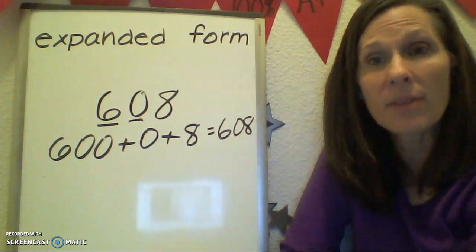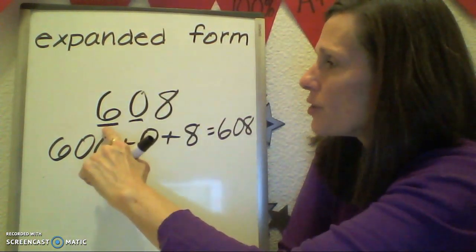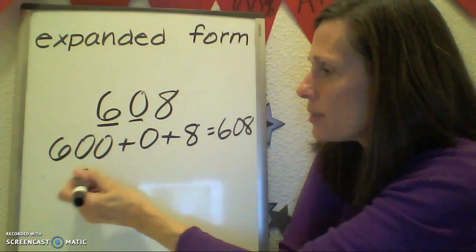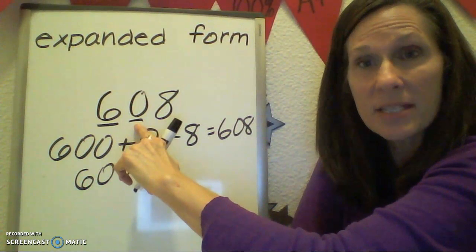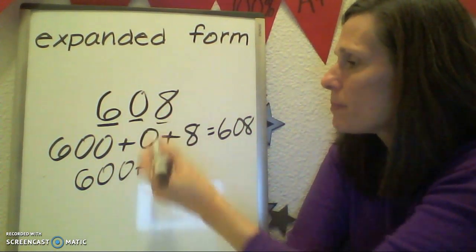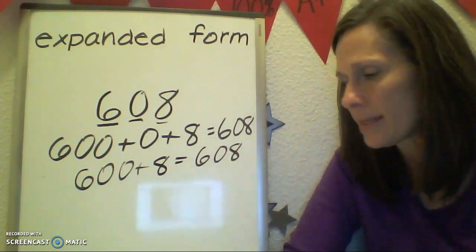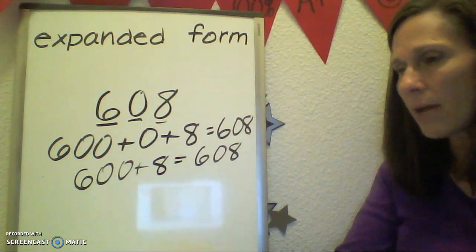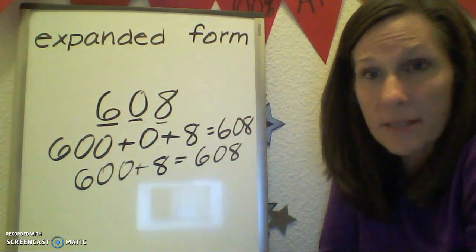Now I could do the same thing with the 0 as I did with the last number. So I could go back to the beginning, 600 plus, I don't have to have the 0 there. I could move right on to the 8. 600 plus 8 equals 608.